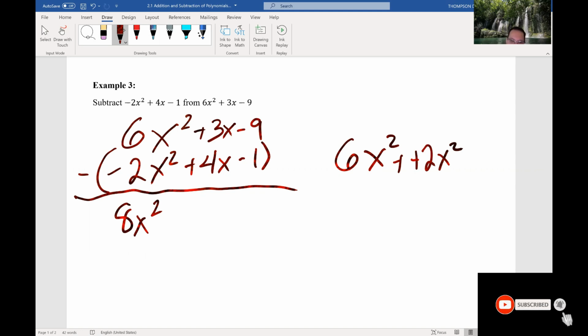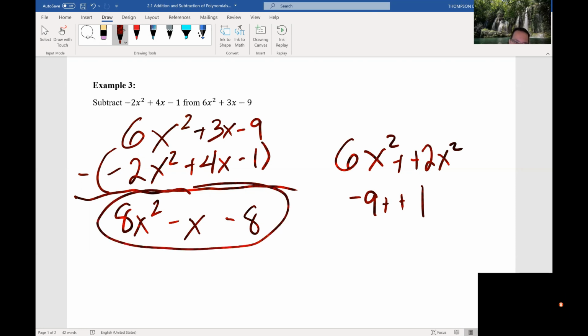3 minus 4 would be negative x, or negative 1x. And then we have negative 9 minus negative 1. That'd be like negative 9 plus 1, so that'd be minus 8. Let's do that on the side so you can see how I got that. Negative 9 minus negative 1. Keep, change. And negative 9 plus 1 will give me negative 8. And here is our final answer.